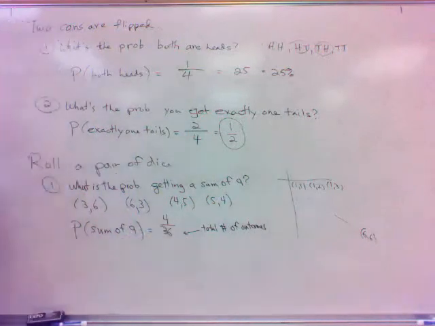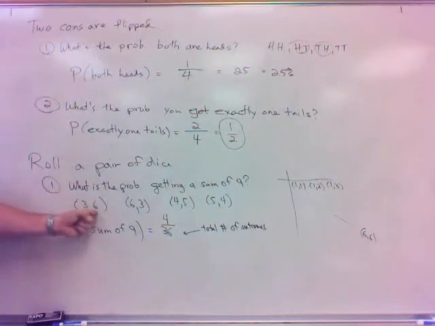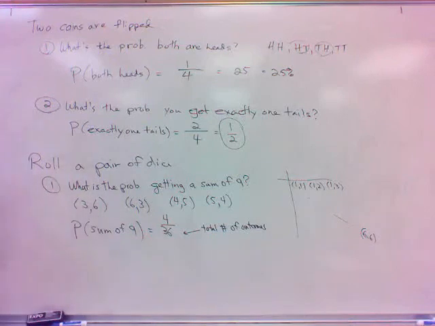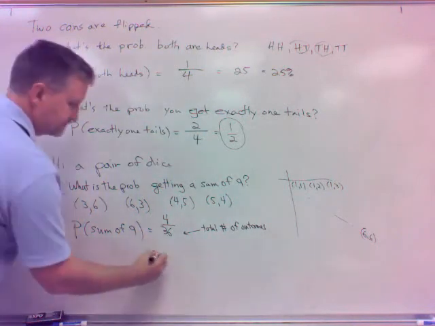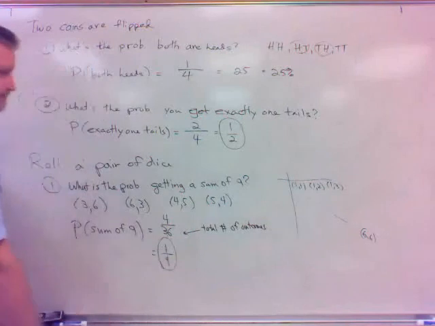Can you not just do 9 times 4 and get that without having to do all that? Well, it's 6 times 6. What I'm saying is it's 36, but it's 6 times 6. There are 6 possible for the first and 6 possible for the second. Okay? Which is 36. Which reduces to be 1/9.